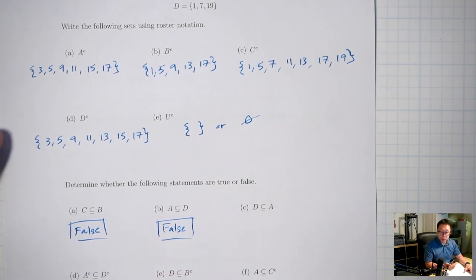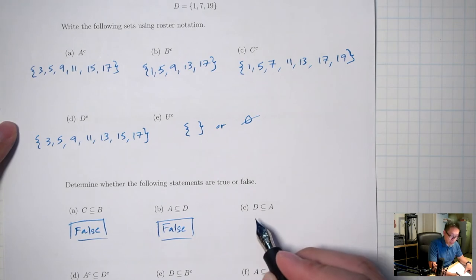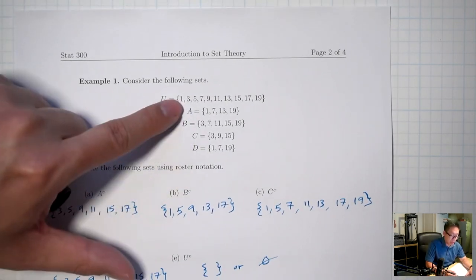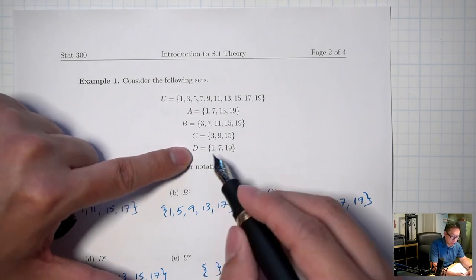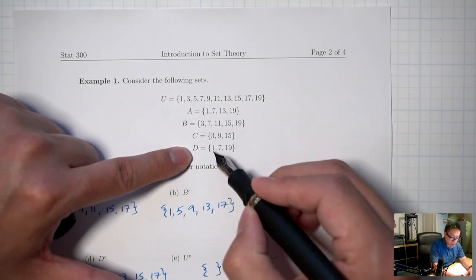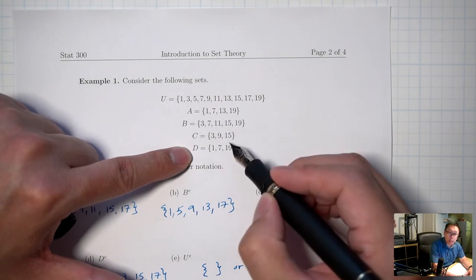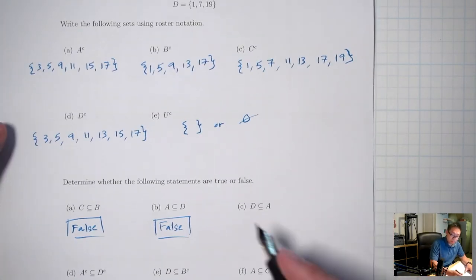What about the other way around? Is D a subset of A? So start with the set on the left, which is D. And we're asking, is D a subset of A? So start with the set on the left and just go through and check. Is 1 in A? Yes. Is 7 in A? Yes. Is 19 in A? Yes. So this will be true.